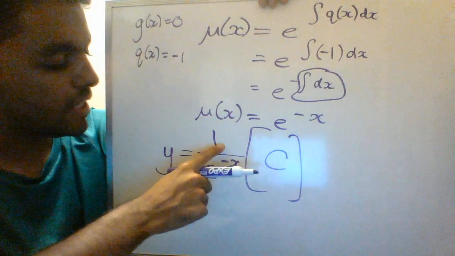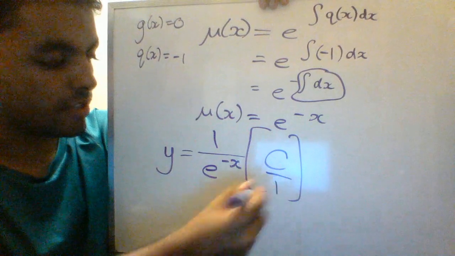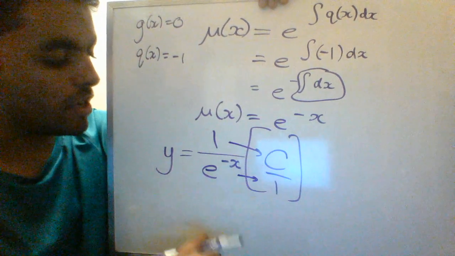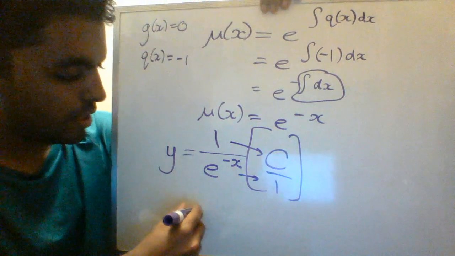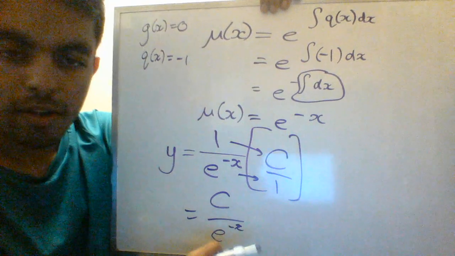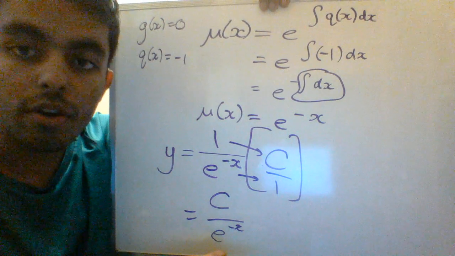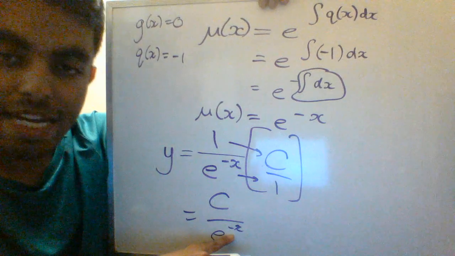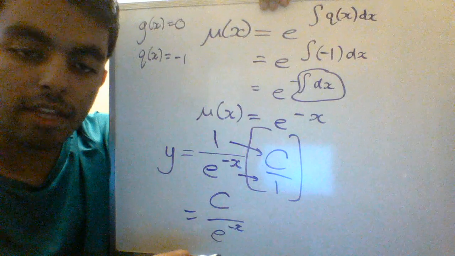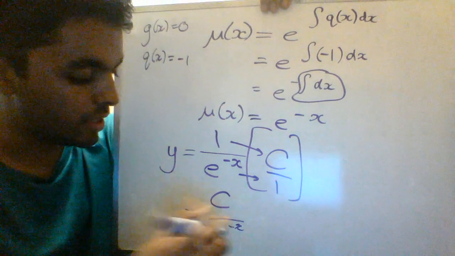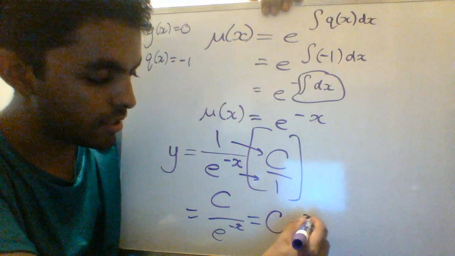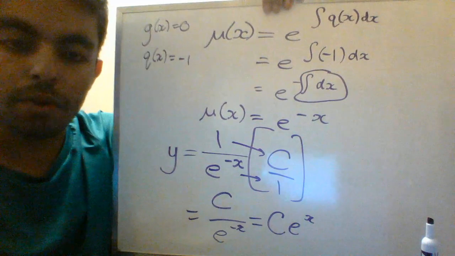You can multiply that c up into the numerator because it's technically c over 1 as a fraction, and with multiplication you do numerator times numerator, denominator times denominator, so you get c over e to the negative x. Hopefully you remember your exponent laws: if you have a negative exponent in the denominator, you can turn that into a positive exponent in the numerator. So that gives you c e to the x, which is exactly what we got last time.